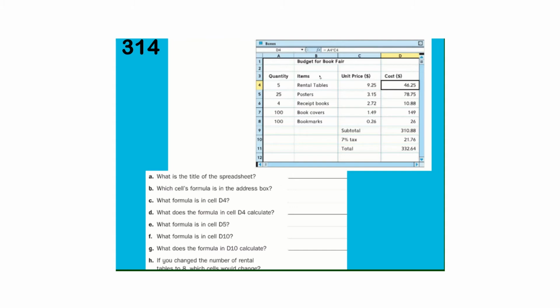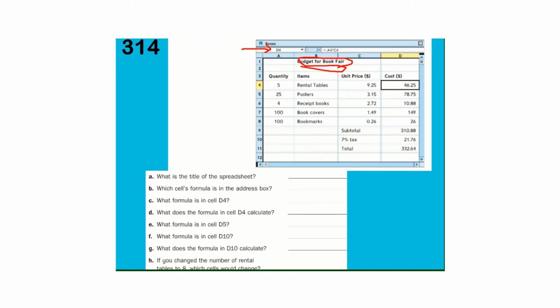Okay, the title is up at the top here. The budget for the book fair up here. Whoa, can't even circle it. Which cell is the formula in the address box? Okay, this is the address box. So you would write D4.